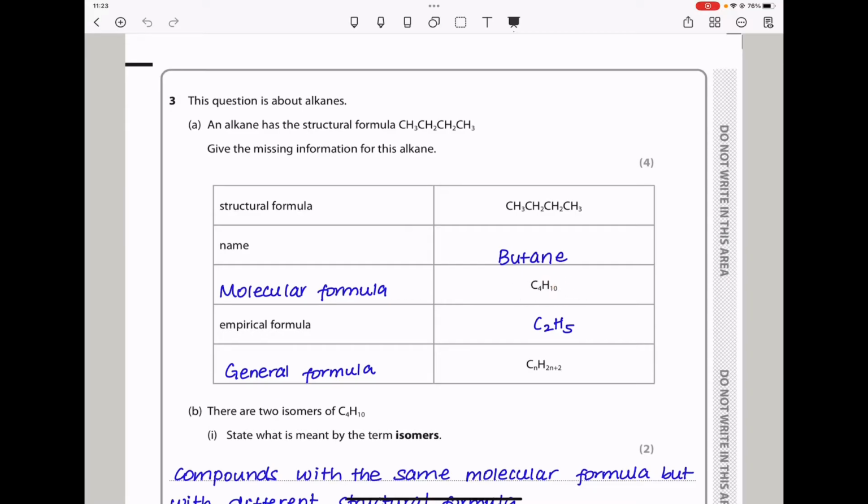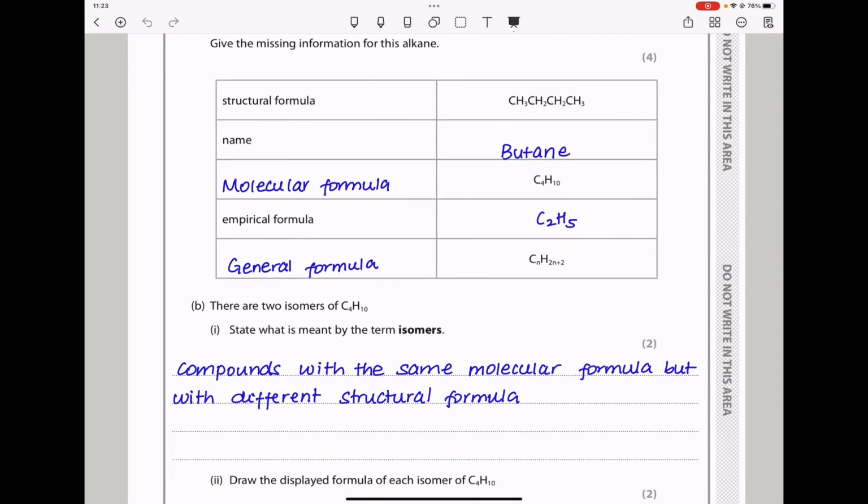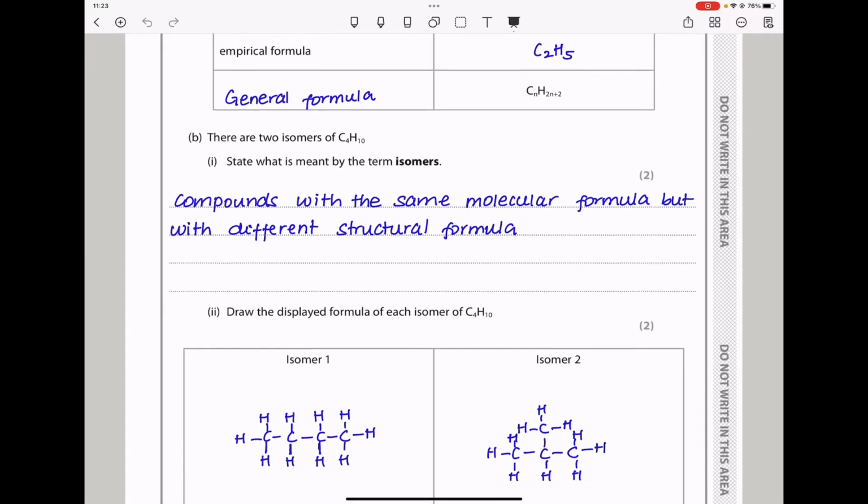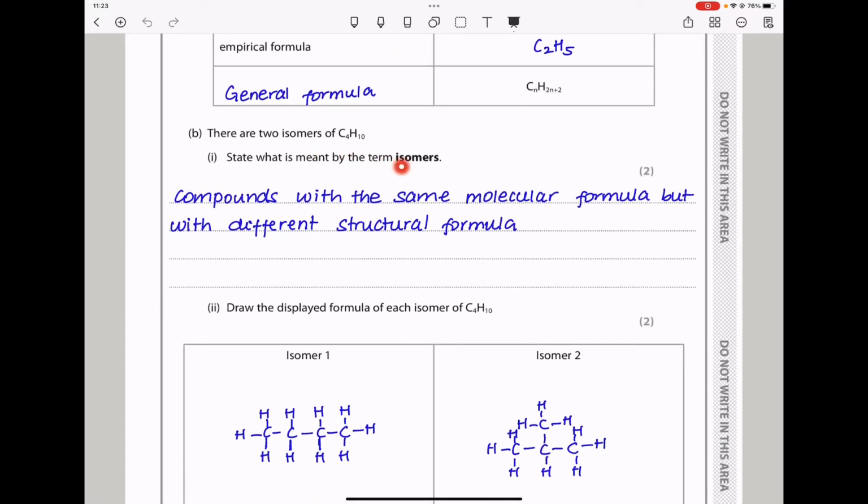This is the molecular formula, as you can see. The empirical formula is going to be the smallest whole number ratio, which is 2 carbons and 5 hydrogens. And this is a general formula for all alkanes, so I wrote general formula. The next part says, there are 2 isomers of C4H10. State what is meant by the term isomers.